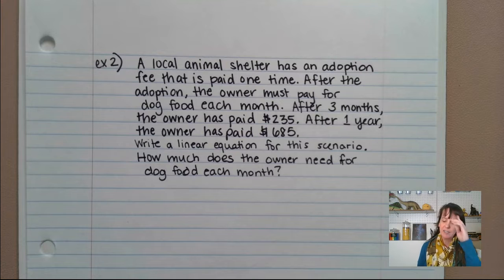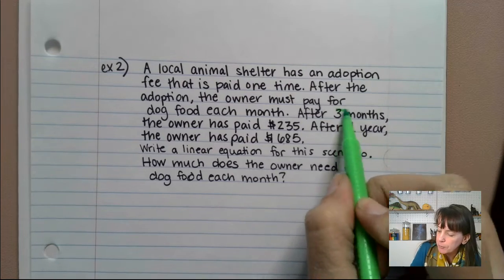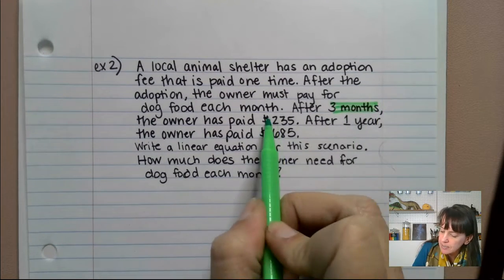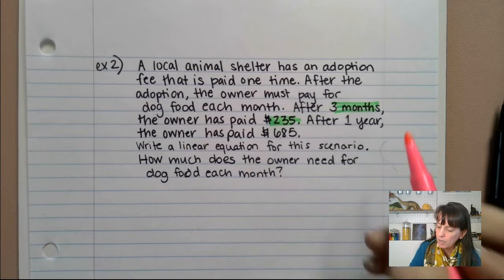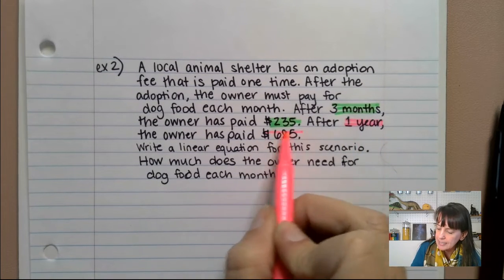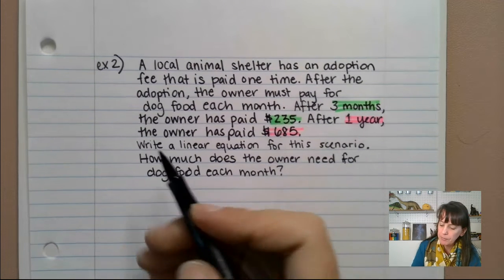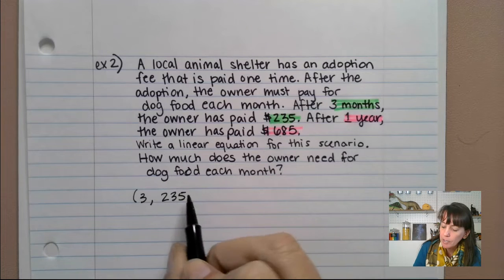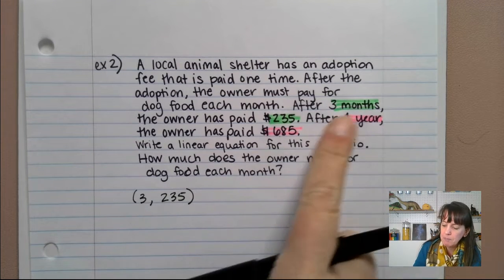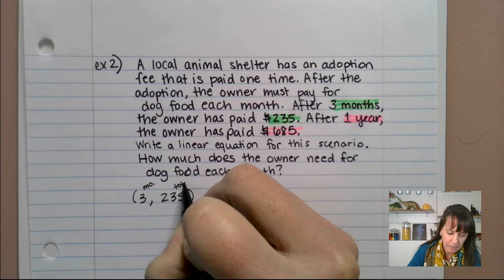Okay, so let's back up. We're not going to panic. We know more than we think we do. First things first, we see some numbers that we can identify in here. So for 3 months, it is $235. And then we see for 1 year, it is $685. So we actually have 2 points here. The first one is 3 and $235. And remember, 3 is the months, right? So we're going to write months here. And then this is our total that they've paid.